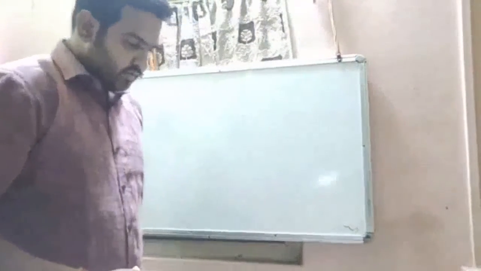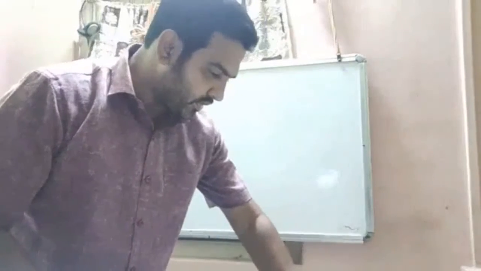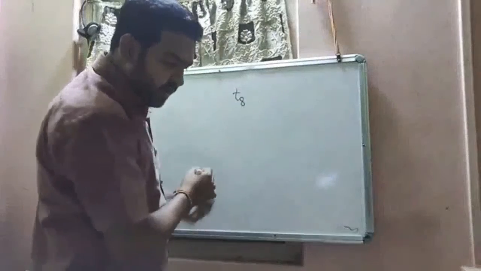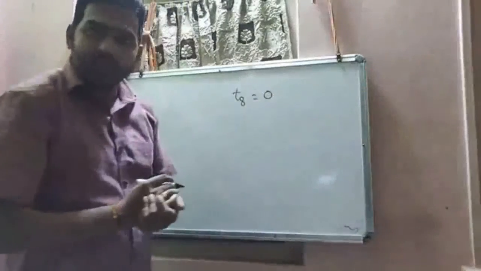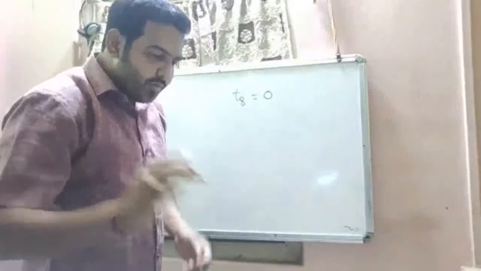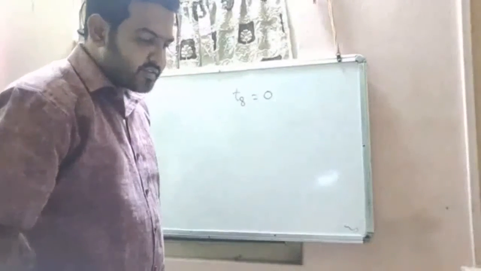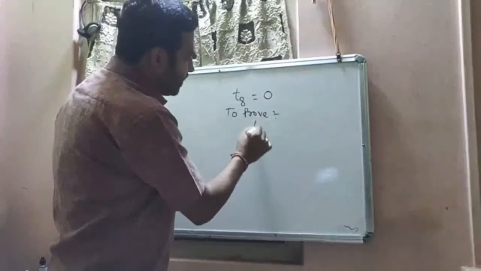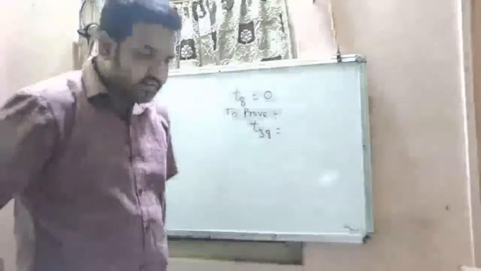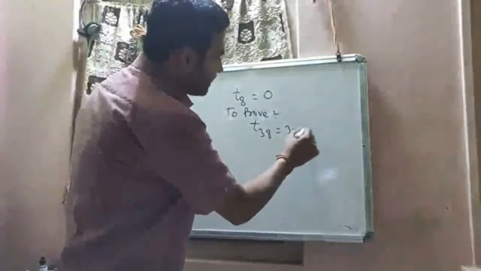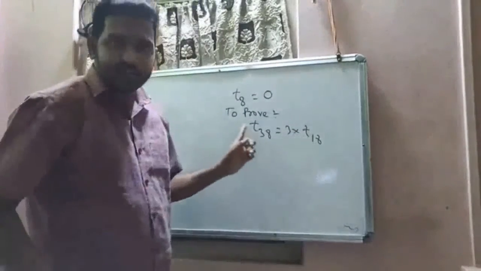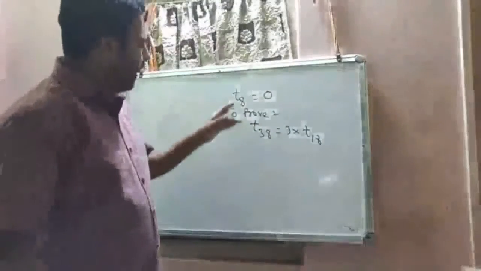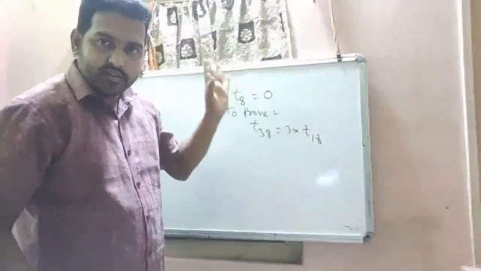Okay, the next question is given like this. The 8th term of an AP is 0. The 8th term of an AP is given as 0. We have to prove that the 38th term is triple the 18th term. To prove: T38, the 38th term, is triple its 18th term. This is what we have to prove. And what is given? The 8th term is given as 0.